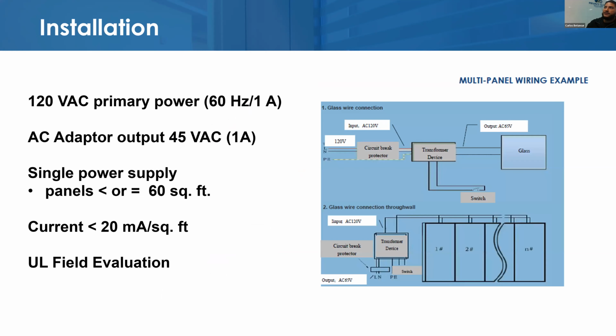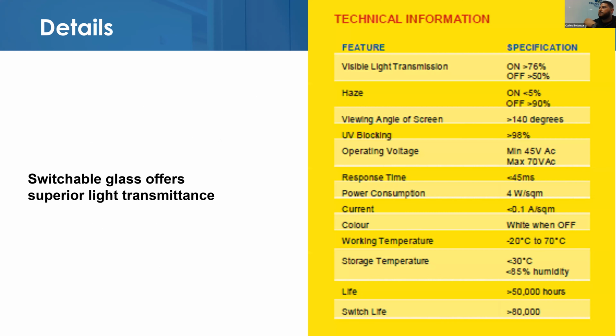Now, different manufacturers are going to have different requirements when it comes to voltage. This is an example of a 45 volt related product. So basically what this translates to is that you'll have one transformer for every 60 square feet of glass. You can have this UL as an assembly upon request as well. So this is just a brief overview of how the installation works.